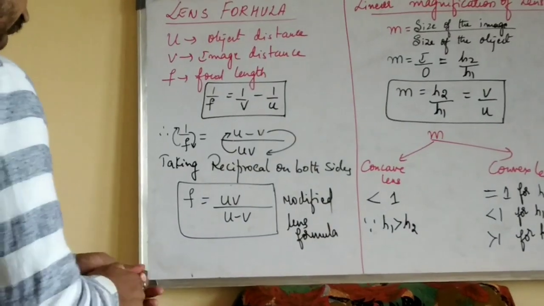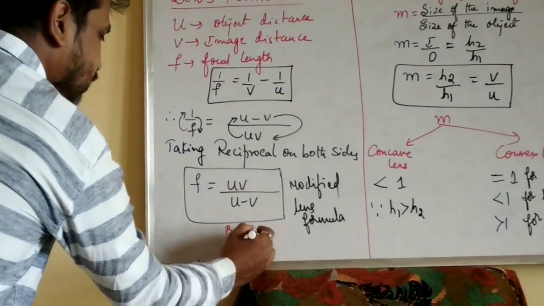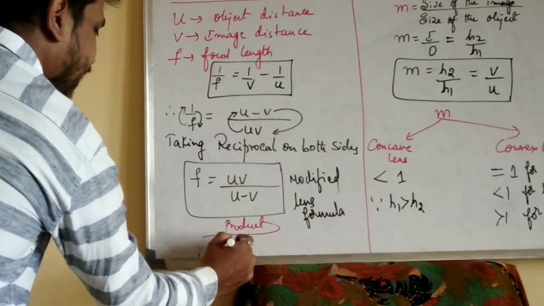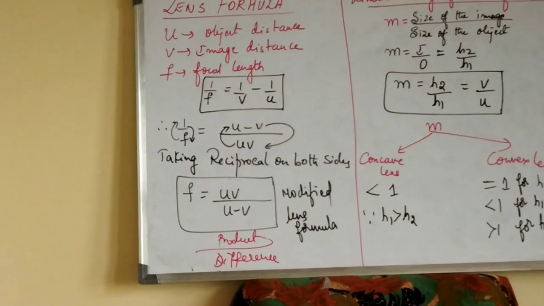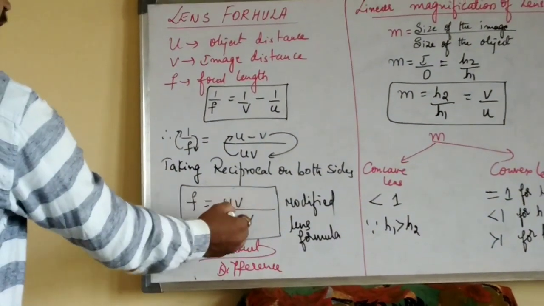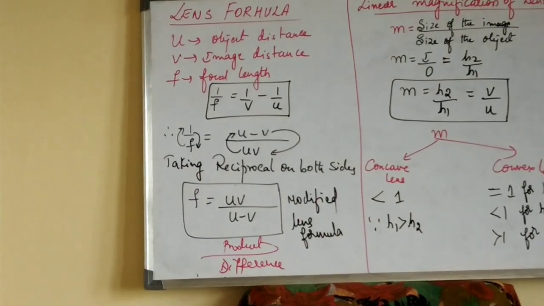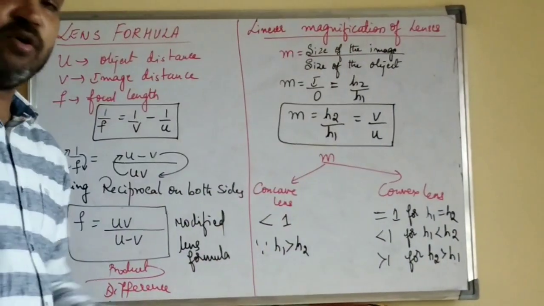We can write this as product by difference. In the mirror formula it was product by sum. Here it is product by difference. So f is equal to uv by u minus v. Have to remember. Now moving to linear magnification of lenses.